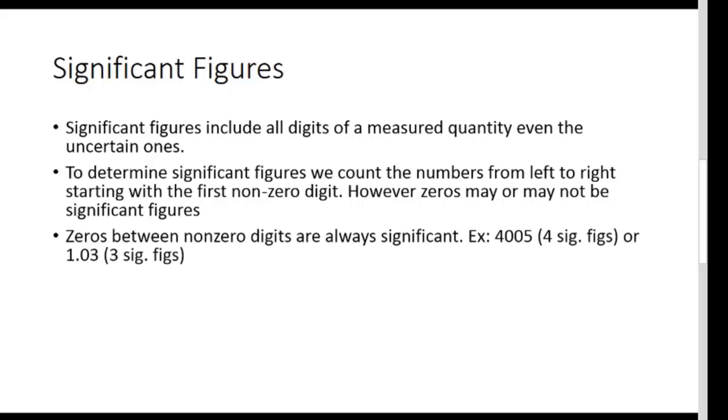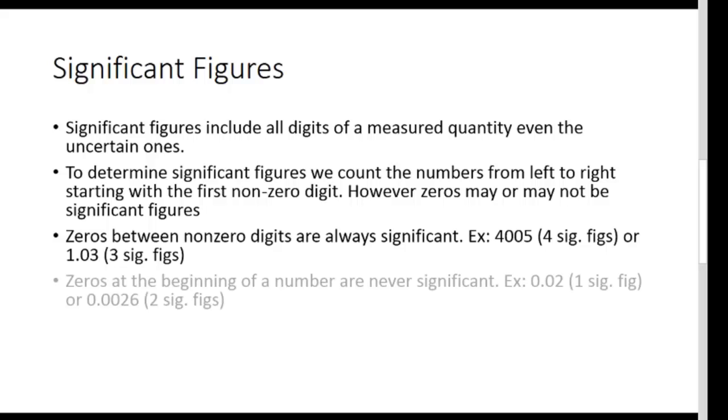Zeros that are between non-zero digits are always significant, as you can see in the example 4005. The two zeros in between the 4 and the 5 are significant because they're surrounded by non-zero numbers. But zeros at the beginning of a number are never significant, as we see in the example 0.02. There's only one significant figure, which is the 2.